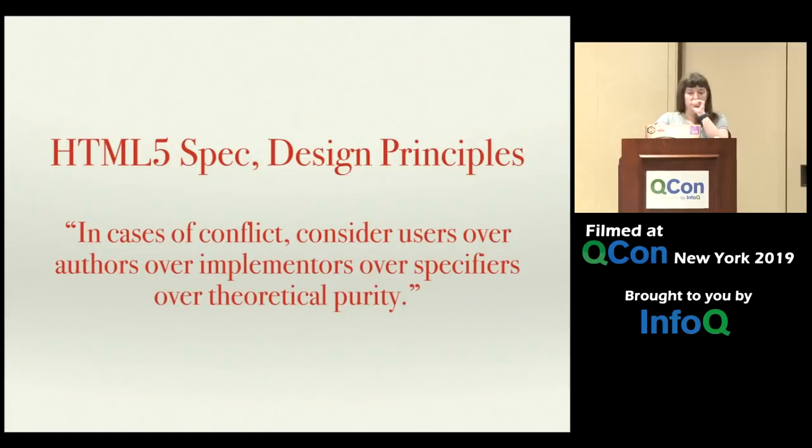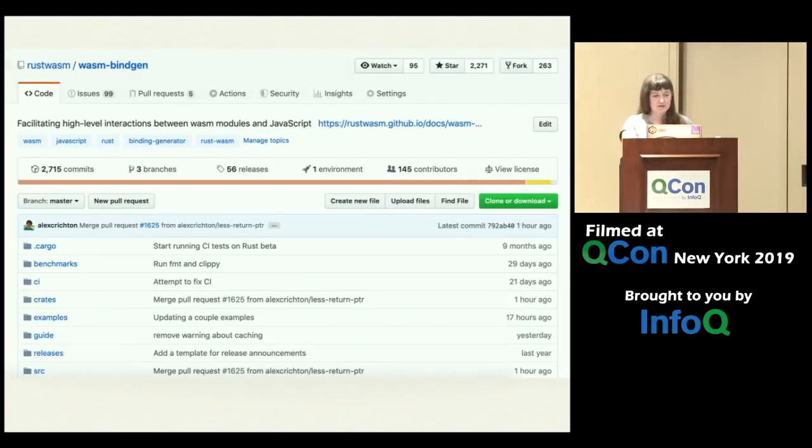So the HTML5 design principle spec says, in cases of conflict, consider users over authors, over implementers, over specifiers, over theoretical purity. And I feel like we should all follow this design principle all the time, which is to say, I want people to use this tooling, so we're going to do that huge song and dance with that array because I care more about you being able to use it than the pain of actually implementing it. And so I want to do a small tour of these tools that I've talked about before I leave.